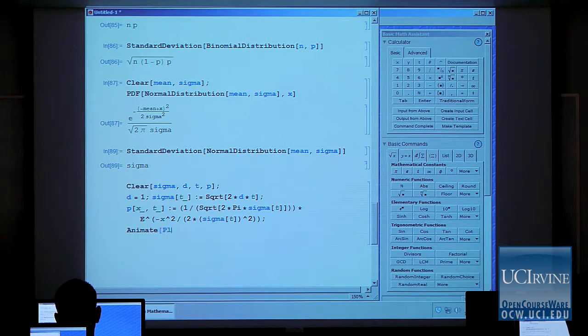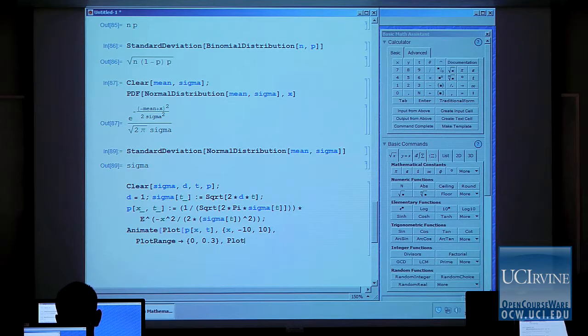What we're going to animate is a plot of p of x and t, where we're going to plot that from x going from -10 to 10. Okay, so that's our plot. Oh, wait, we want to put some options in here. The options I'm going to put in are the plot range, y going from 0 to 0.3. These are things that I optimized by trial and error, I can tell you that.